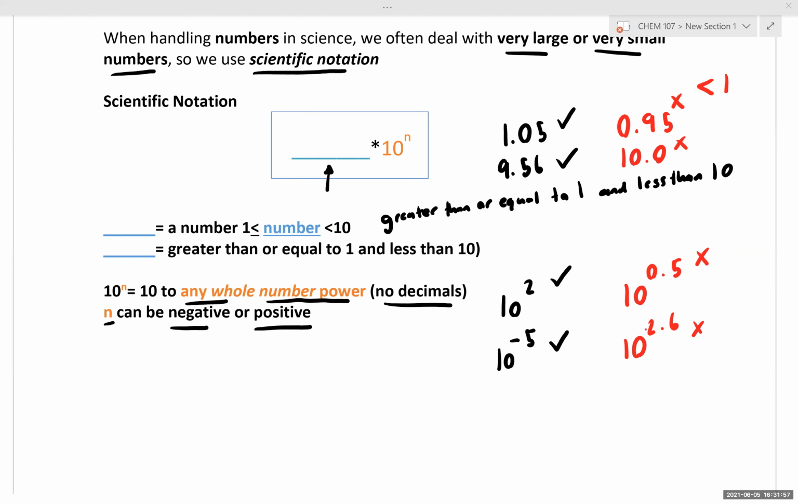So putting this together, when we write out a number in scientific notation, the number that you're putting before your base 10 must be greater than or equal to 1 and less than 10. Your exponent, which is what you're raising your base 10 to, must be a whole number. 2, -5, those are more than okay. 0.5, 2.6 aren't whole numbers, so they are not applicable.